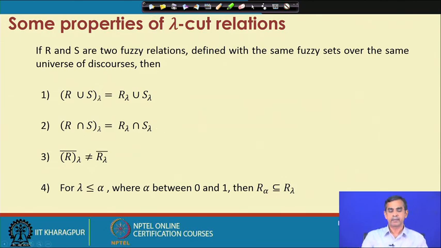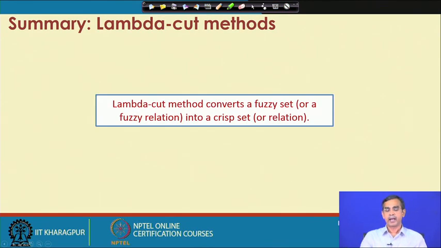So, this is the Lambda-cut method in general, and we can conclude one thing regarding the Lambda-cut method: it converts a fuzzy set or a fuzzy relation into a Crisp set or a Crisp relation. So, basically fuzzy set to Crisp set, or fuzzy relation to Crisp relation.